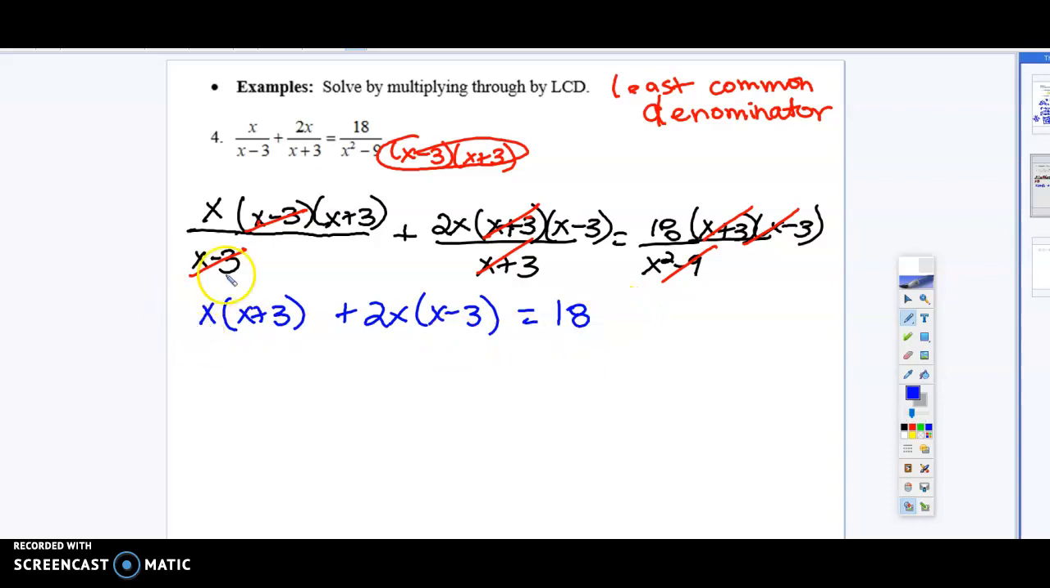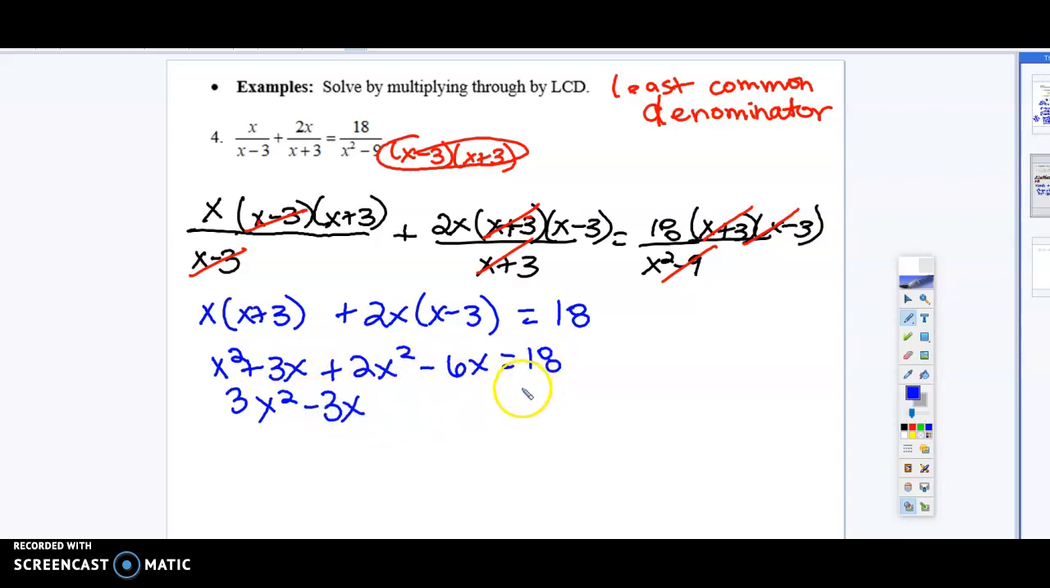All right, so now I'm going to distribute and I'm going to solve. So x times x is going to give me x squared. X times 3 is going to give me 3x. Over here, 2x times x is going to give me 2x squared. 2x times negative 3 is going to give me negative 6x. X squared plus 2x squared is 3x squared. 3x minus 6x is going to give me negative 3x. And I'm going to move this 18 to the other side by subtracting it, right?